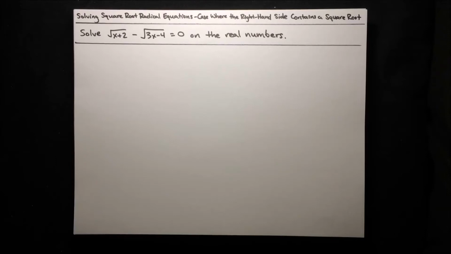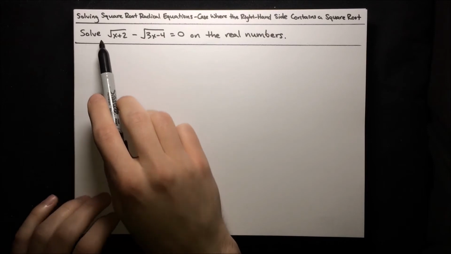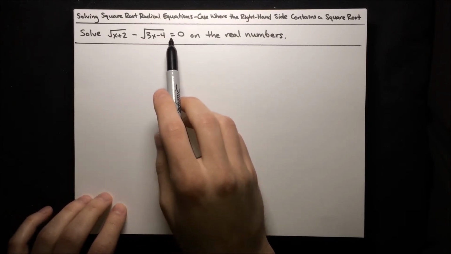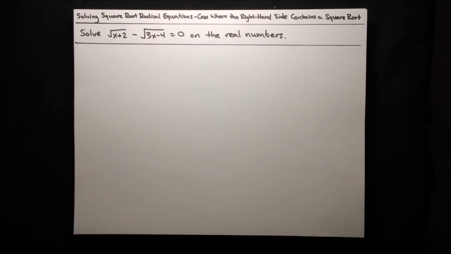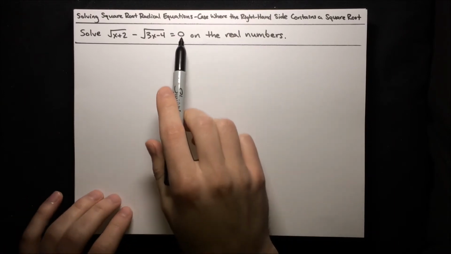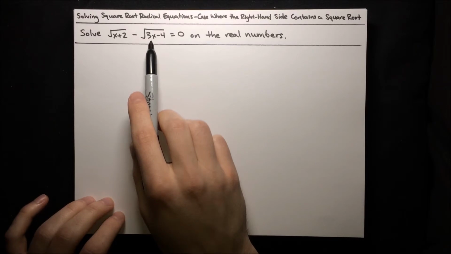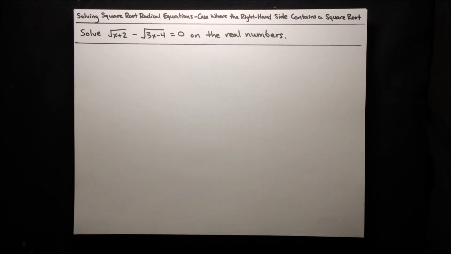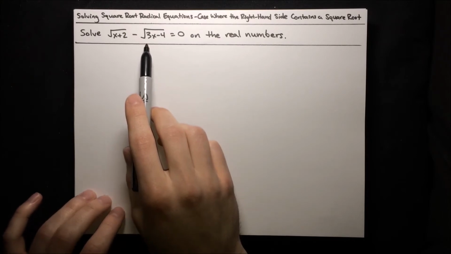In this video, I'm going to show you how to solve square root radical equations. In particular, we're going to focus on the case where the right-hand side contains a square root. So here we want to solve this equation, root of x plus 2 minus root of 3x minus 4 equals 0 on the real numbers. Right now the right-hand side is 0, but as we manipulate this equation, the right-hand side will turn into a square root.